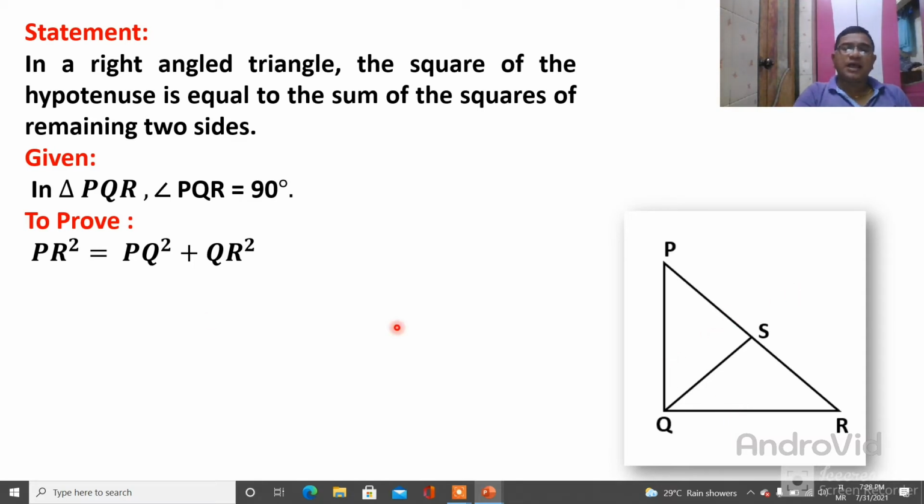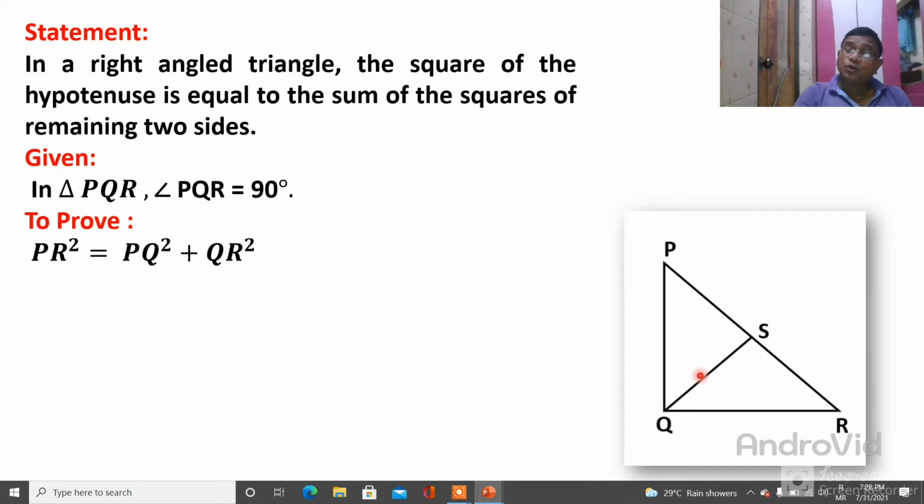So the hypotenuse is PR. So I write here PR square is equal to which remaining side? PQ. So PQ square. Which is the other remaining side? QR. So QR square. So I say PR square is equal to PQ square plus QR square. Okay. But this is the construction I have already done here. When you draw the right angle triangle, this QS perpendicular is not drawn. So here there is only triangle PQR. If there is only triangle PQR, then it is not possible to prove that PR square is equal to PQ square plus QR square. It is not possible to prove that. So we must do the construction.